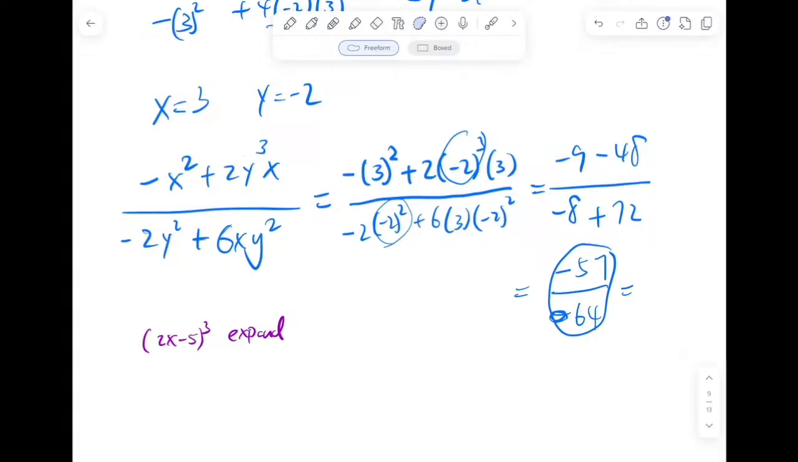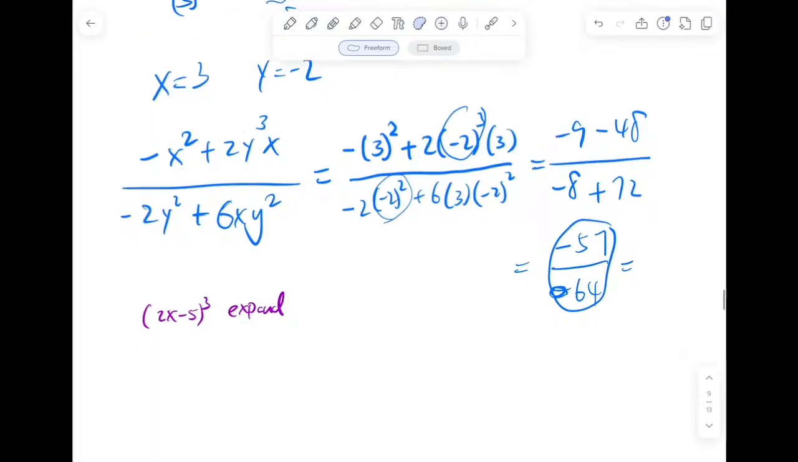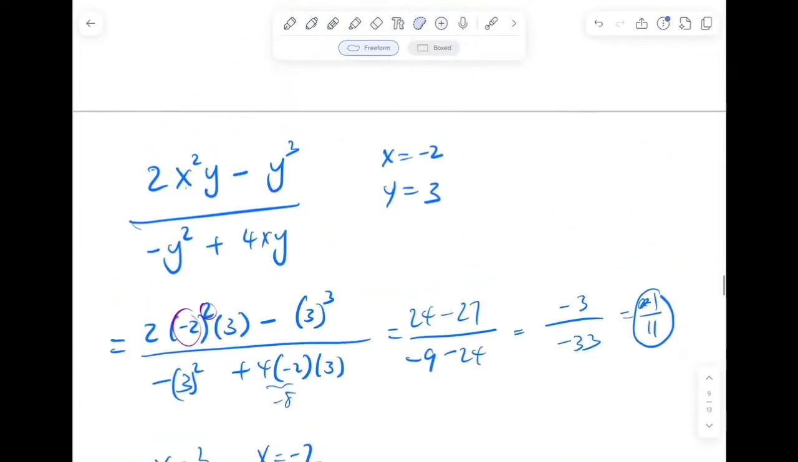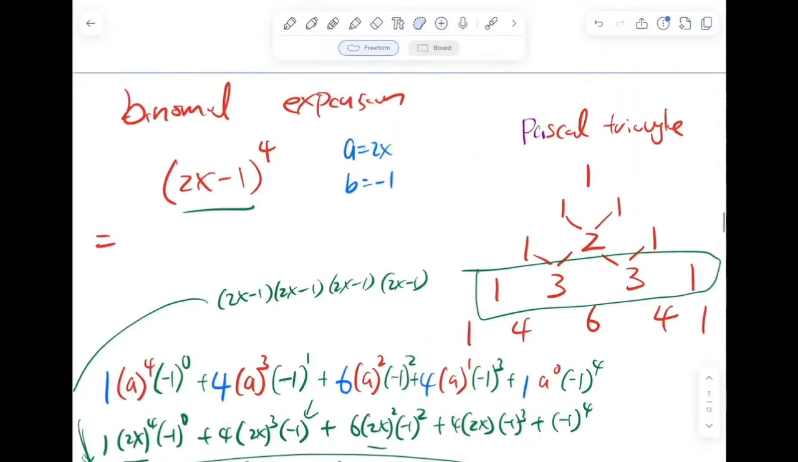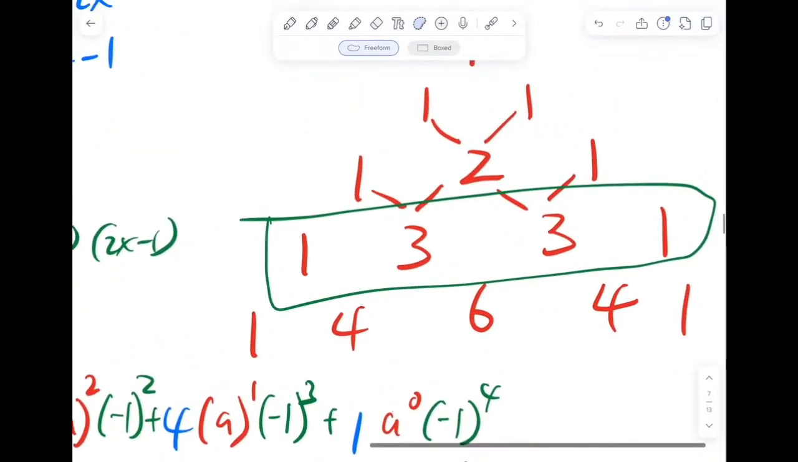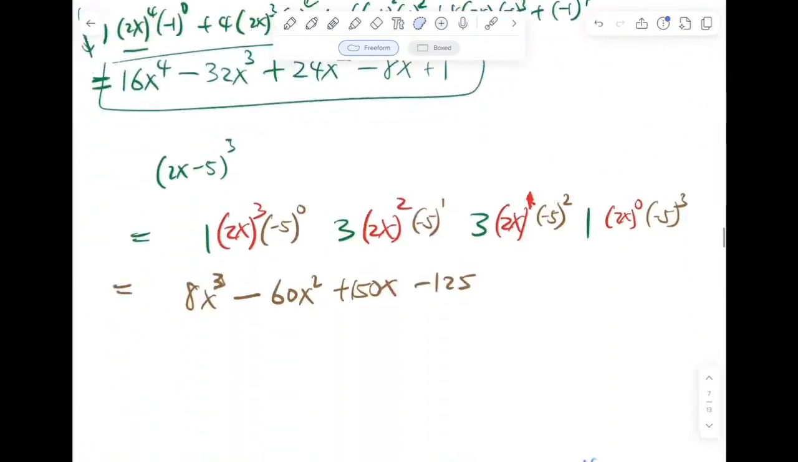Yes. How do you choose what number from the triangle to solve? Good question. Since this is the third power, you're gonna go to the 3, which is 1, 3, 3, 1. And you should get the same answer as your homework. But try a new way.